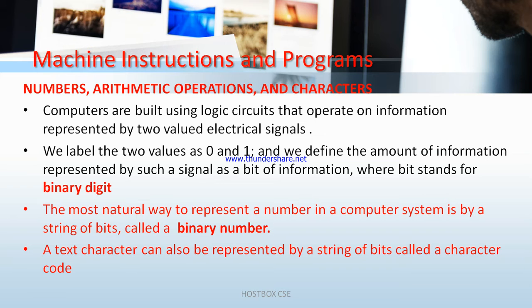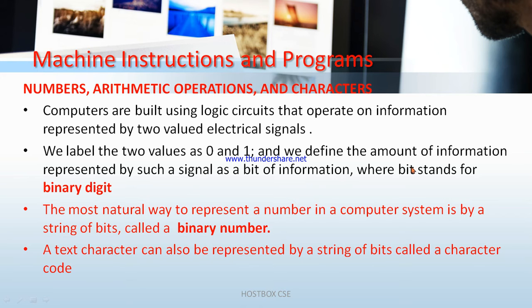So generally, for numbers, arithmetic operations and characters, what do we have to know? Computers are built using logic circuits. All of you know that information is represented by two-valued electric circuits. We label the two values as 0 and 1. The entire computer follows the concept of 0s and 1s only, so we go for the binary number concept. We define the amount of information represented by such a signal as a bit of information, where bit stands for binary digit. So I am repeating what binary digit means.